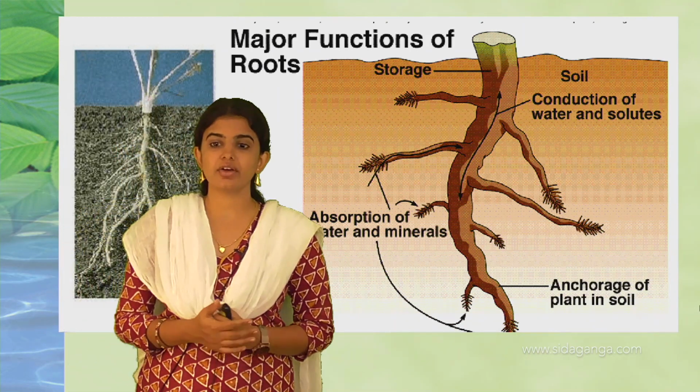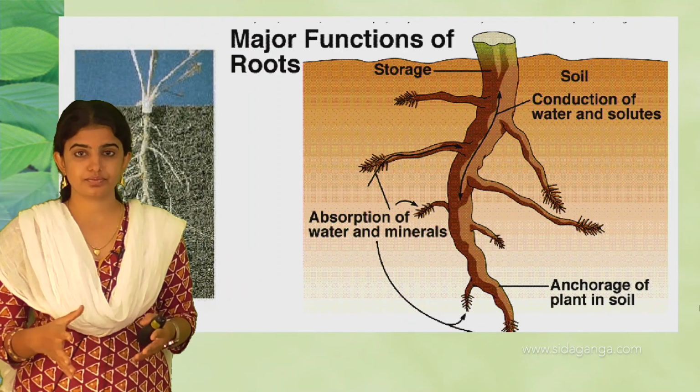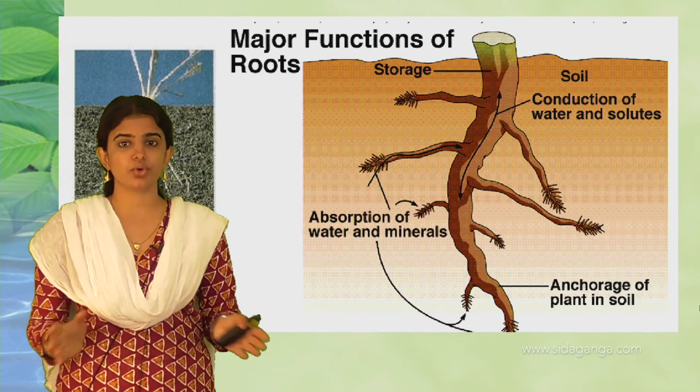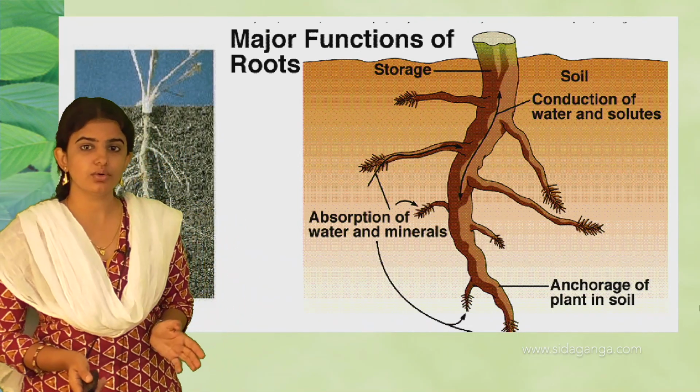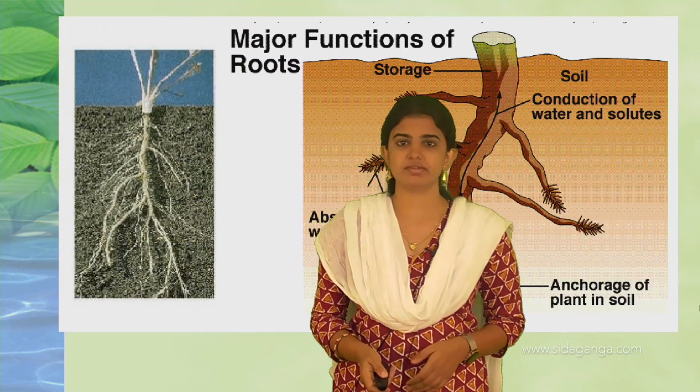Next, roots anchor the plant to the soil. They supply water as well as minerals from the soil throughout the plant. See, this is how the functions of the roots take place.